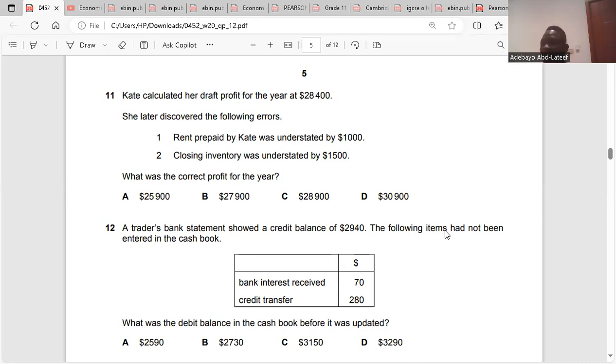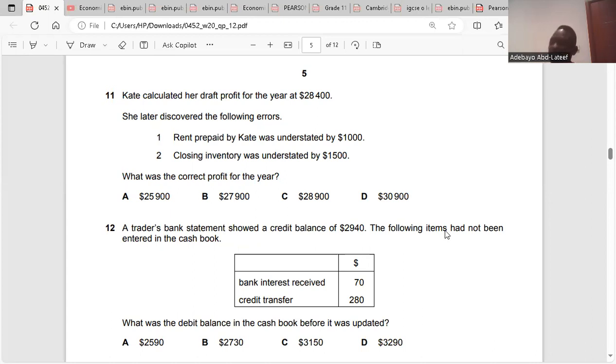The rent was understated. When your rent is understated, your net profit will be overstated. And you get my point? So rent is prepaid. If it was prepaid, that means you paid in advance. So that is rent prepaid, not expenses anymore. It's an expense, but for the next year, it's going to be in your statement of financial position. Do you understand what I'm saying here?